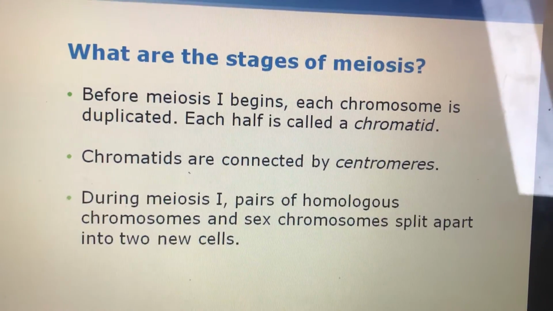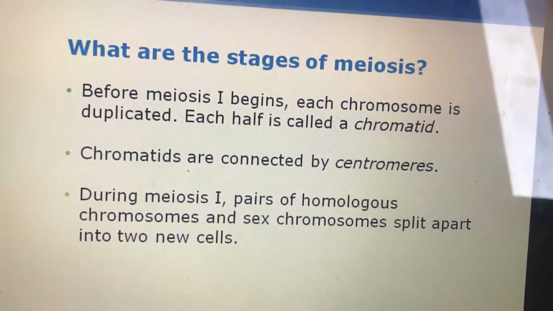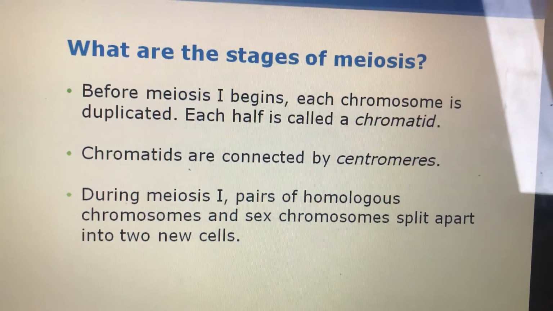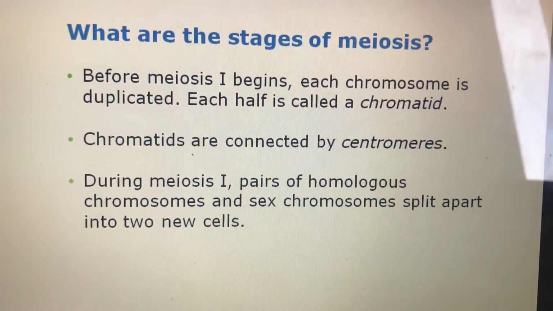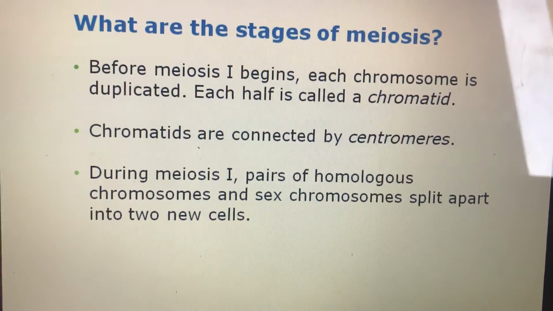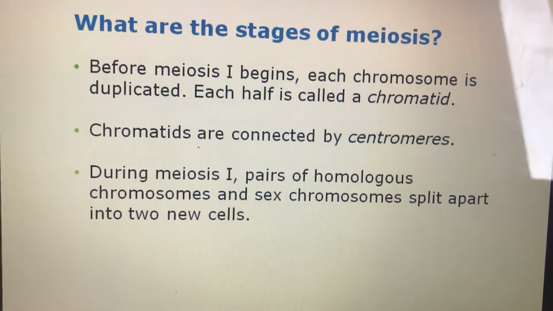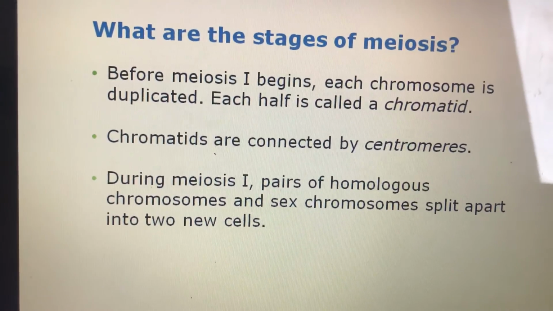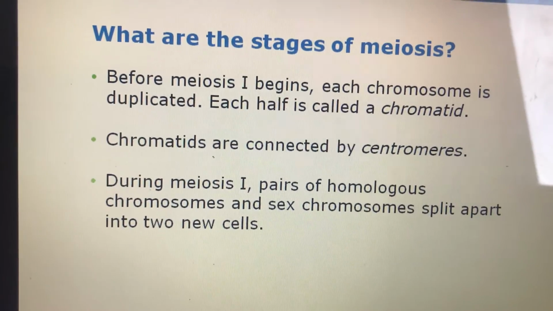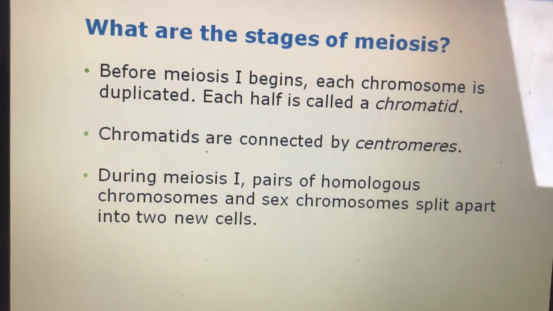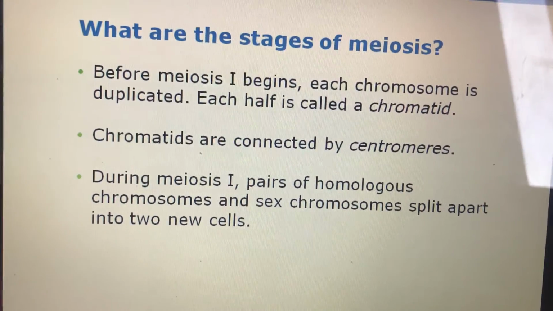Now, of course, before meiosis 1 begins, each chromosome is duplicated and each half is called a chromatid. This is exactly what happens also before mitosis, if you remember. So before mitosis, in interphase, we have duplication of chromosomes. Same thing will happen before meiosis. At the end of interphase, the chromosomes are going to duplicate. And of course, the chromatids are connected by centromeres.